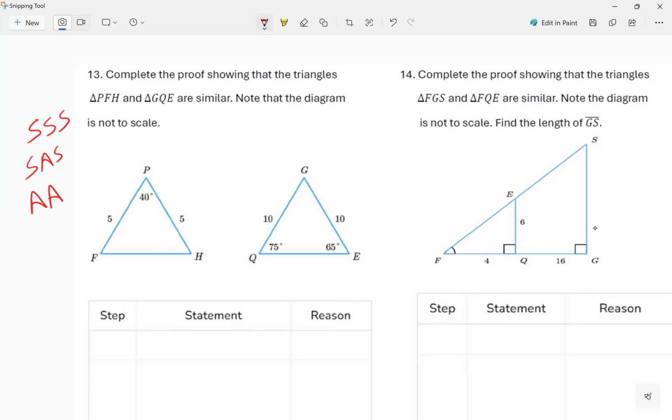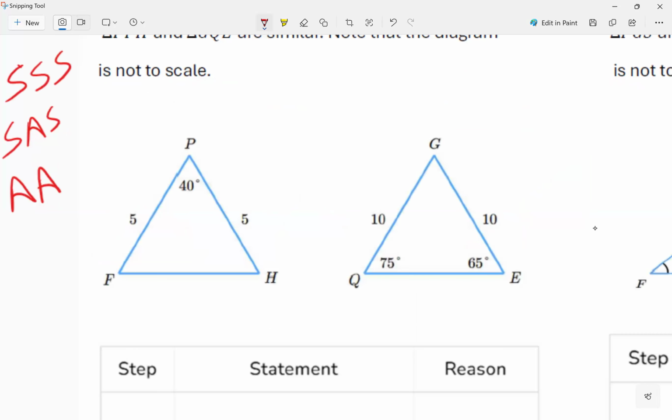So let's see. It says, note, the diagram is not to scale. Okay, so what that means is don't grab a compass and start measuring corners because it might be a little bit off. When it says not to scale, the number that is given, we're going to accept it. We're going to say, yep, that's the measurement. I'm not going to verify it. I just accept it.